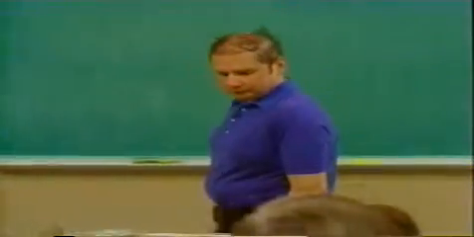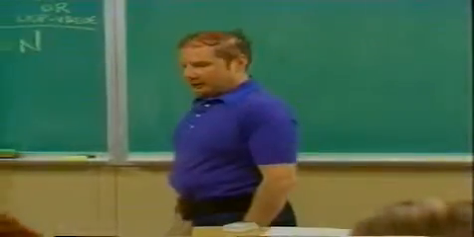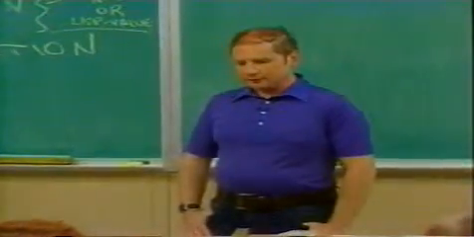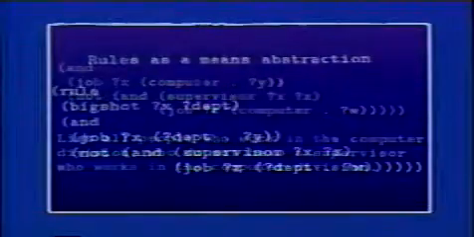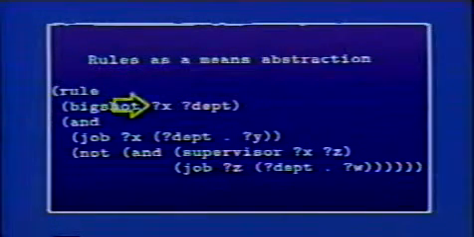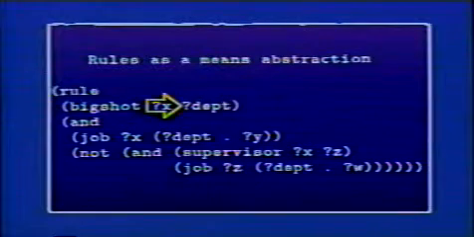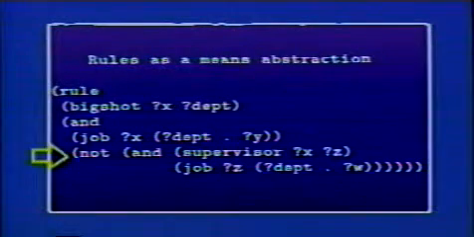What we'd like to do, let's go back for a second and look at that last slide. We might like to take a very complicated thing, the idea that someone works in a division but does not have a supervisor in the division, and as before, name that. Well, if someone works in a division and does not have a supervisor who works in that division, that means that person's a big shot. So let's make a rule that somebody X is a big shot in some department if X works in the department, right? And it's not the case that X has a supervisor who works in the department.